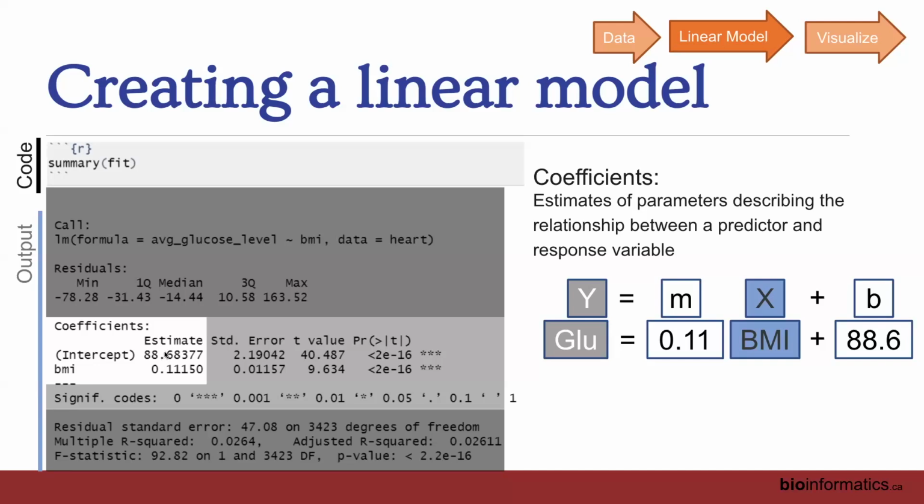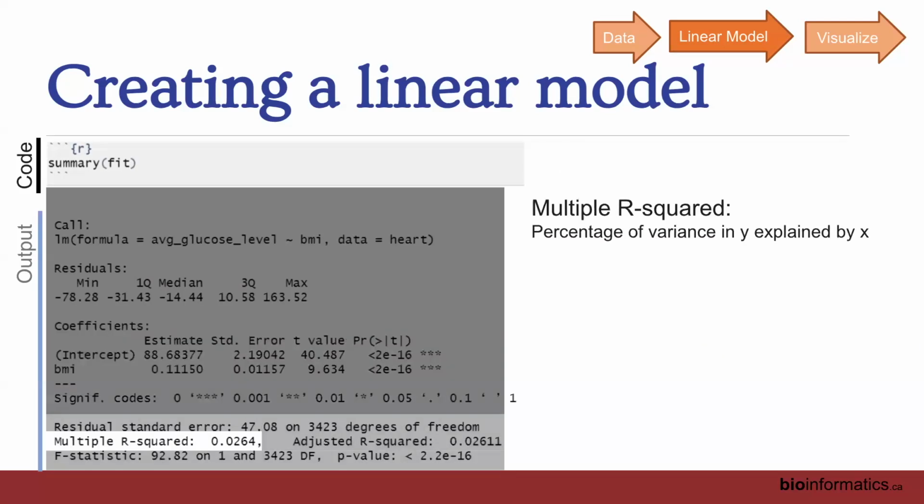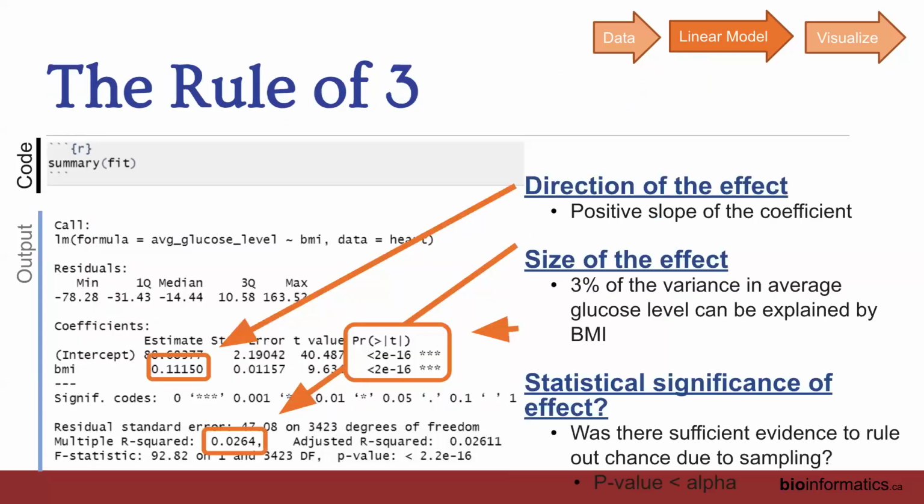From here, the other thing we want to take a look at, so for every increase in BMI, there is an increase in average glucose level, is like the human readable side of this. We also have our multiple R squared. So this is a percentage of variance in Y explained by X. We know that there's a lot of messiness going on with human data, so we only have 3% explained. But we know that there's a lot of factors going into BMI. Genetics is a big part of it, smoking, diet, all that other jazz as well.